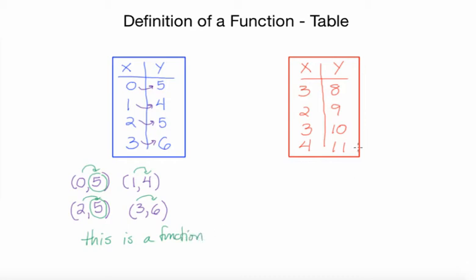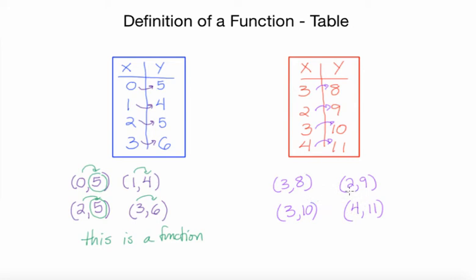All right, let's look at this other example here. So 3 turns into 8, 2 turns into 9, 3 turns into 10, and 4 turns into 11. You may have already guessed where this is headed, but let's write it out in coordinate point form. 3 turns into 8, 2 turns into 9, 3 turns into 10. These are all x and y values in the relationship. 4 turns into 11. And now let's see if this satisfies the definition of a function.